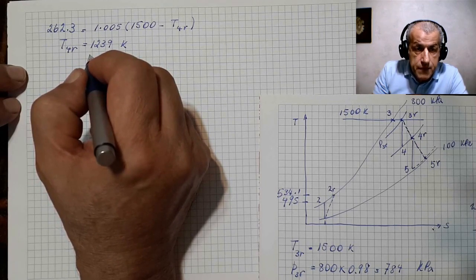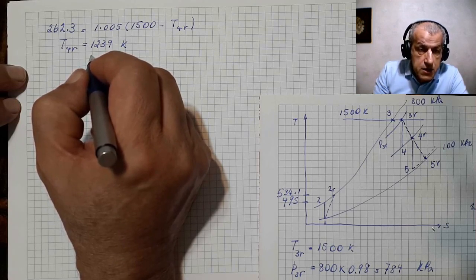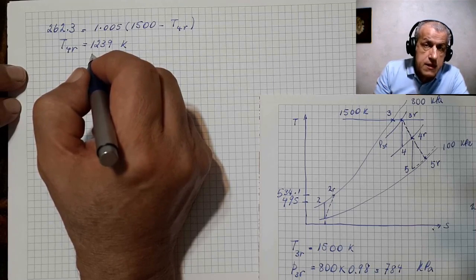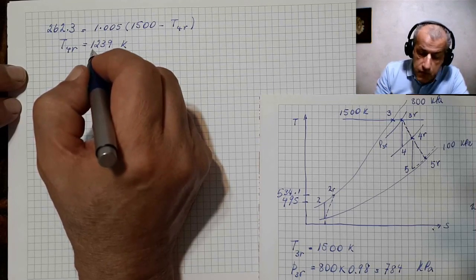Now, point 4 is on the same pressure line, and it has an efficiency of 90%. So the point 4 is the ideal point for the high pressure turbine, and we shall use that efficiency of 90% just to return and calculate the temperature for point 4.